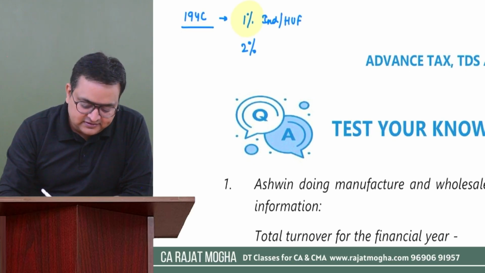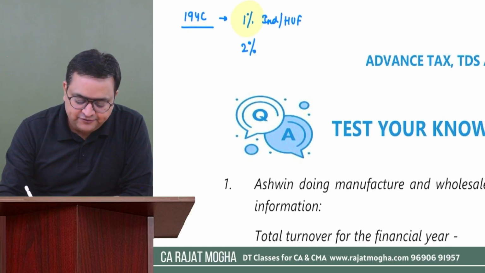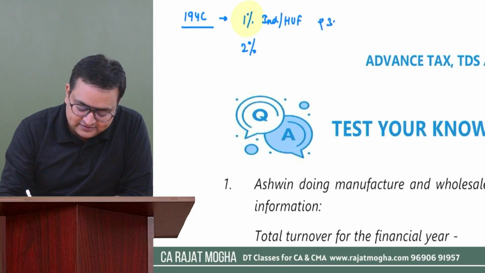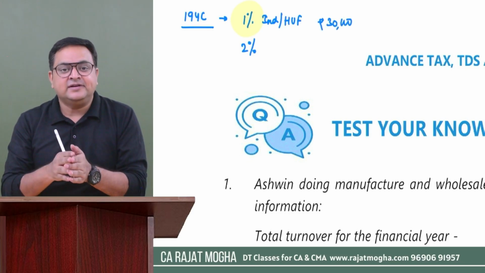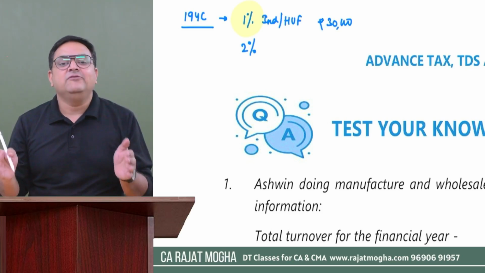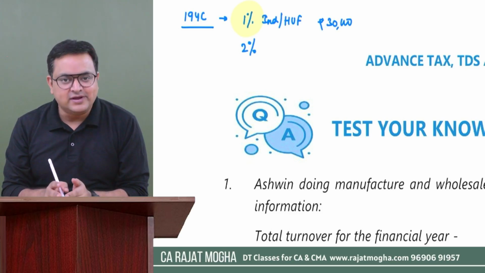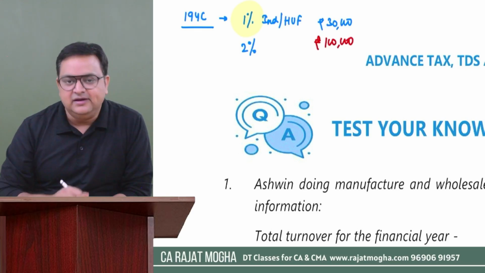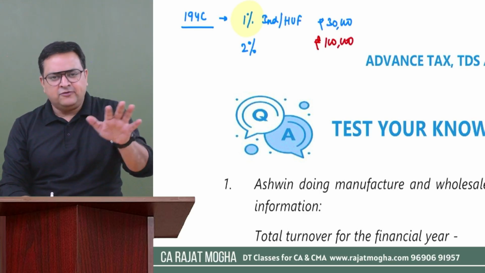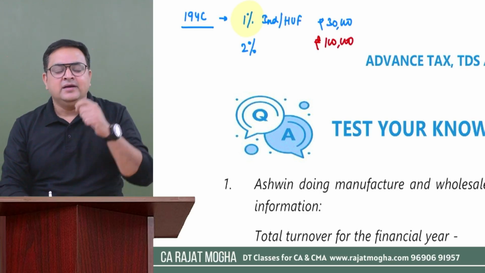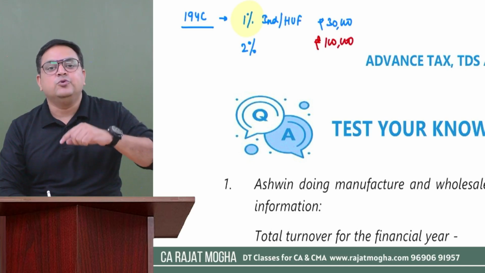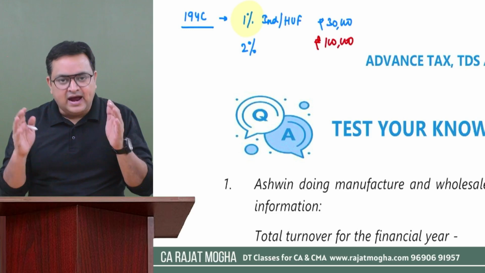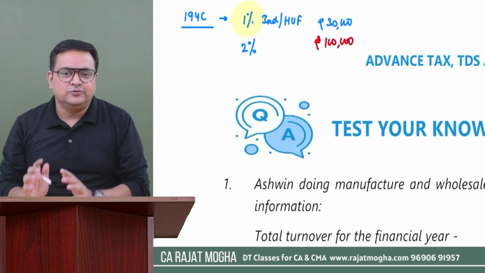Second, there is a threshold limit. In 194C, there is a threshold limit if it is a single contract. If it's a single contract, the limit is 30,000 rupees. And in case there are multiple contracts during this year, then we have to aggregate the amount of these contracts, and in case they exceed 1 lakh rupees, then TDS will apply. So either of them, if satisfied, then TDS will be applied. If it is a single contract which is more than 30,000 rupees, TDS will apply. If there are multiple contracts and the aggregate exceeds 1 lakh rupees, then also TDS can apply.